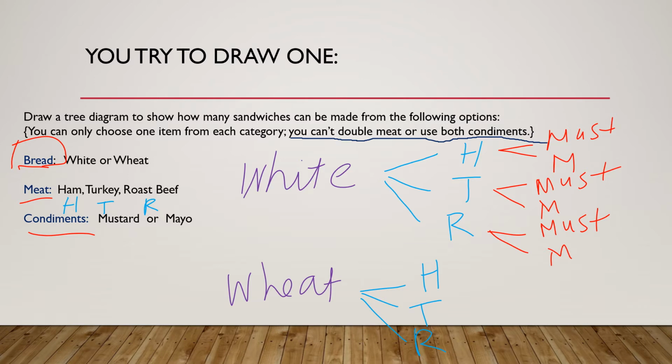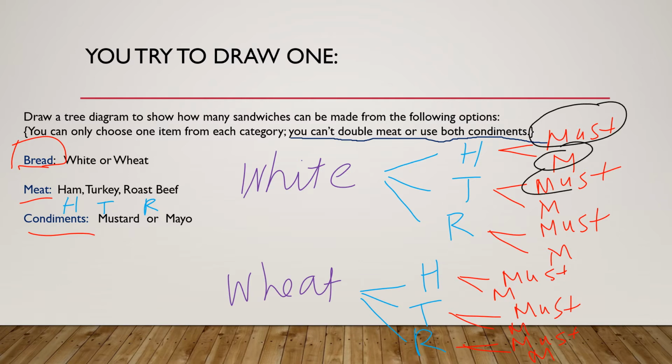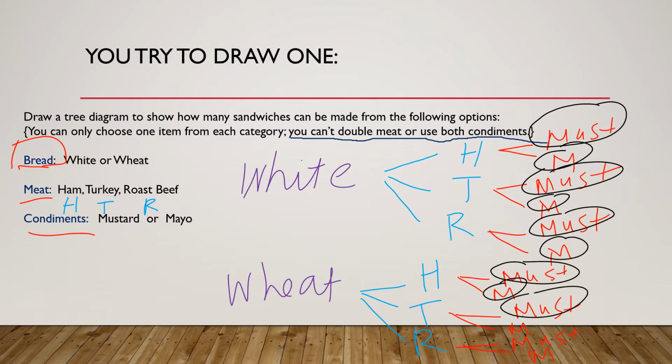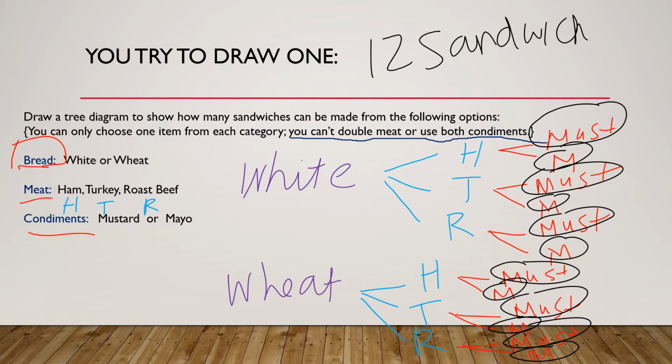You're going to do the same thing for the wheat sandwiches. So you have mustard and mayo for the ham. You got mustard and mayo for the turkey. And you have mustard, that's getting a little small here, and mayo for the roast beef. So then you can go ahead and count how many end branches you have here. So I have 1, 2, 3, 4, 5, 6, 7, 8, 9, 10, 11, and 12. So that means I have 12 sandwich options. If you got that one right, good job.